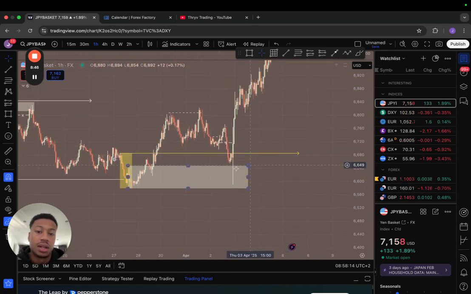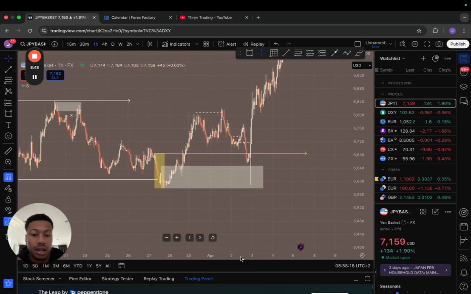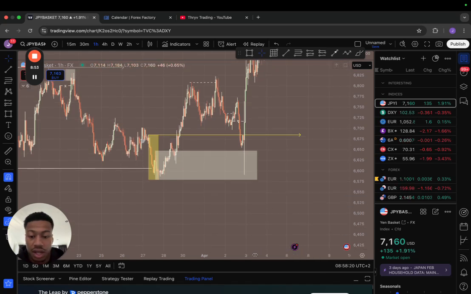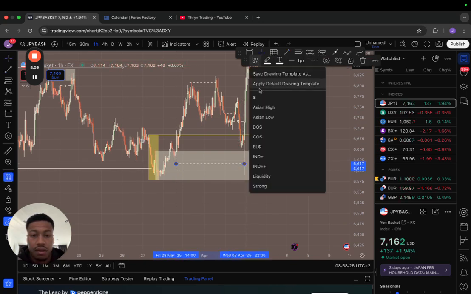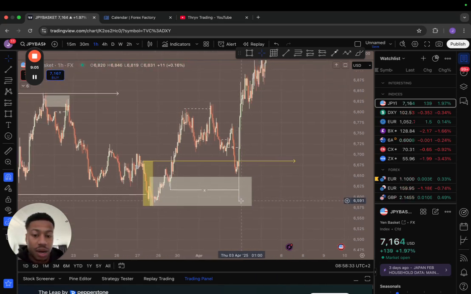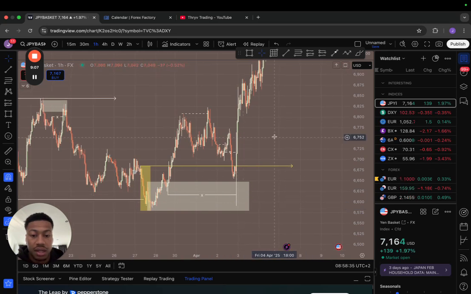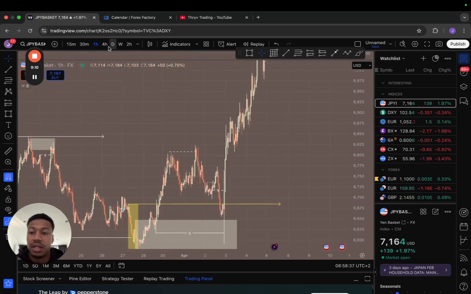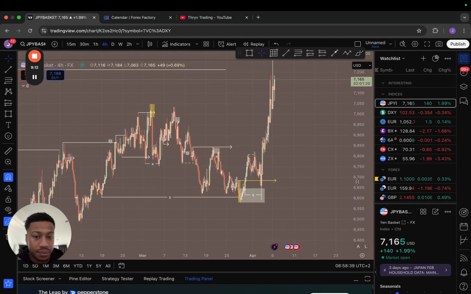But this was also caused because of the tariffs that Trump came out with last Wednesday. But as you can see, internal liquidity has been taken out here as well. So we have a combination of internal liquidity and this last order flow, which is a very clean price action. As you can see, it was respected and then made this very big move up.